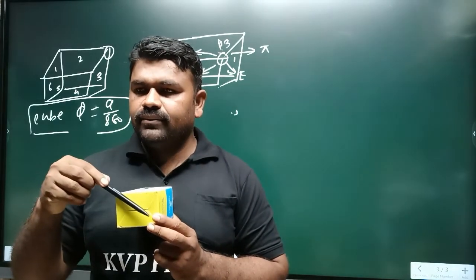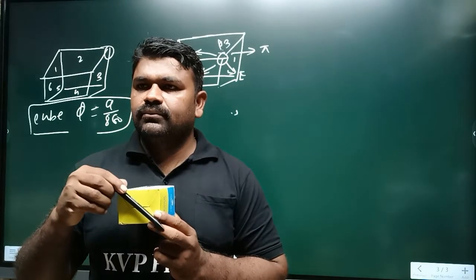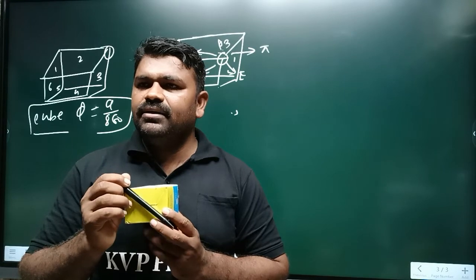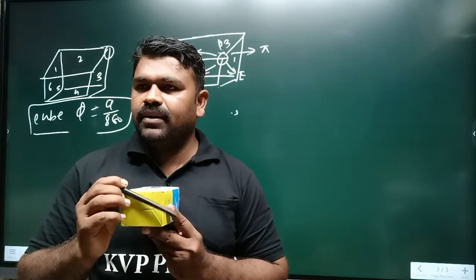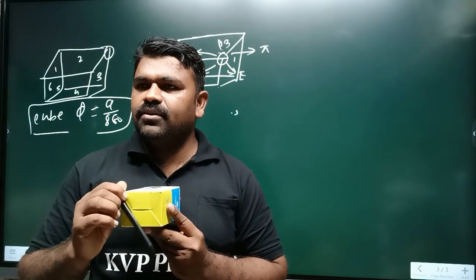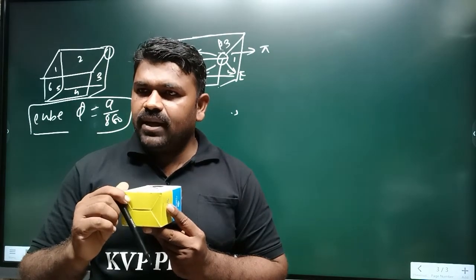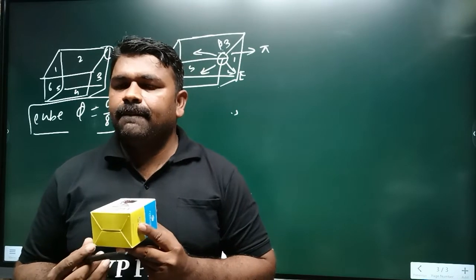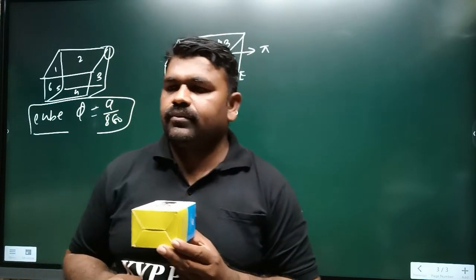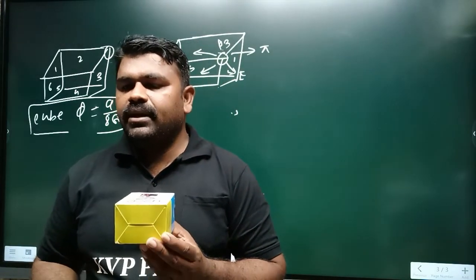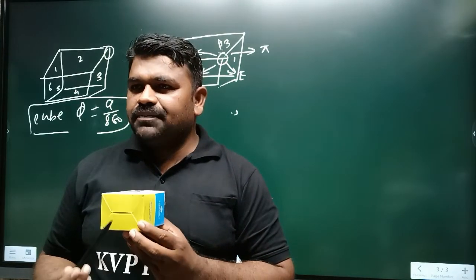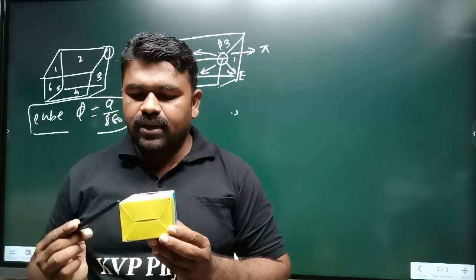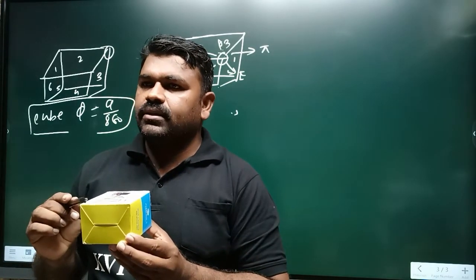Electric field in this direction. Yes or no? This is the direction of the electric field on this surface, and this is the direction of the area vector. What is the angle between them? 90 degrees. Angle between them is 90. Means how much flux passing through this surface area? 0.